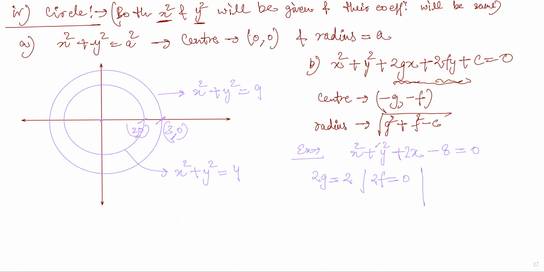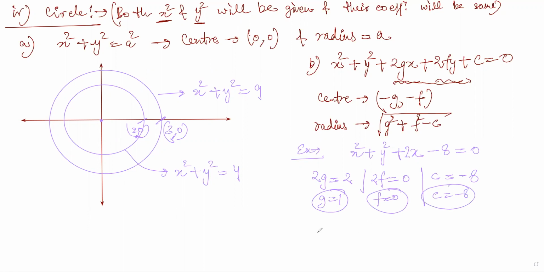There is y square, but we don't care about y square for this f part. We need to find out a term which is containing y. As there is no term, so this 2f wala part has to be 0, right? And this c is minus 8. So this g is 1, f is 0, and c is minus 8.